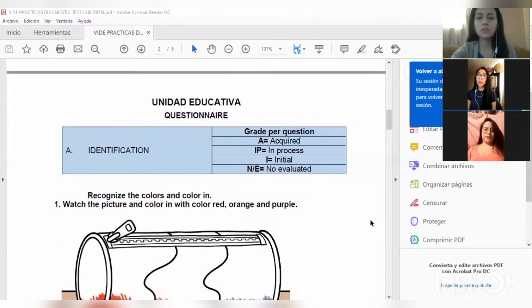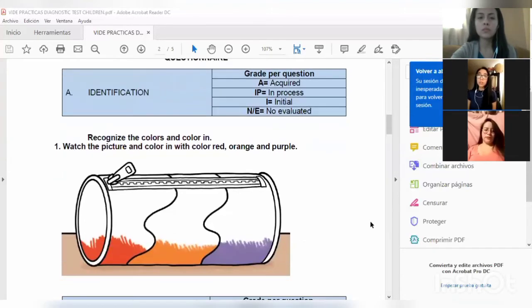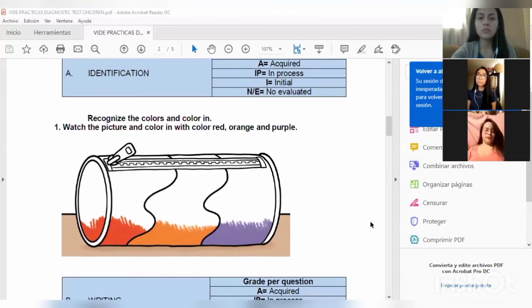For example, we have the next instruction: recognize the colors and color in. So the first instruction is: watch the picture and color in with the colors red, orange, and purple. So the students should color correctly, and if they do it correctly, they have acquired the knowledge. Otherwise, they could be in process, initial, or not evaluated.